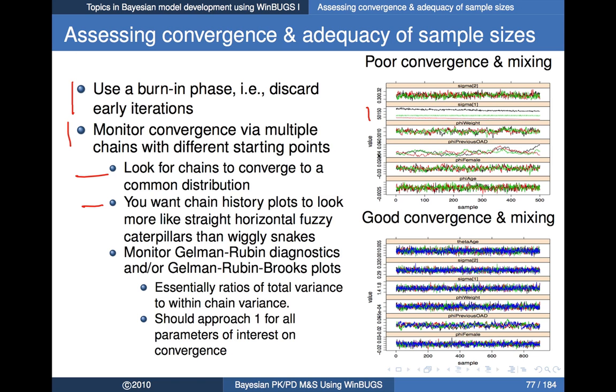Similarly, we can look down here at this parameter, the phi previous OAD. Notice in this one that the three chains have more or less come together, so we don't have gross convergence problems, but we do have a lot of autocorrelation here. If you look at any individual chain here, they're definitely wiggly snakes, which is an indication that even if they appear to have converged to the same distribution, the process here, or the mixing if you like, is pretty slow.